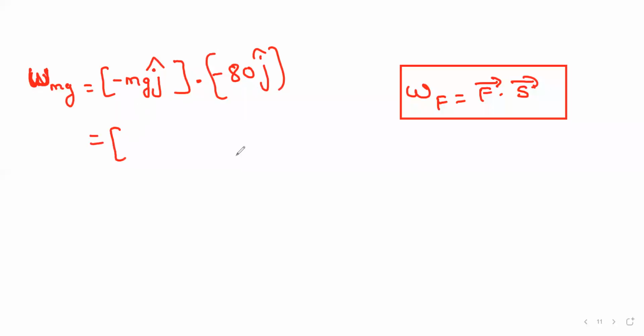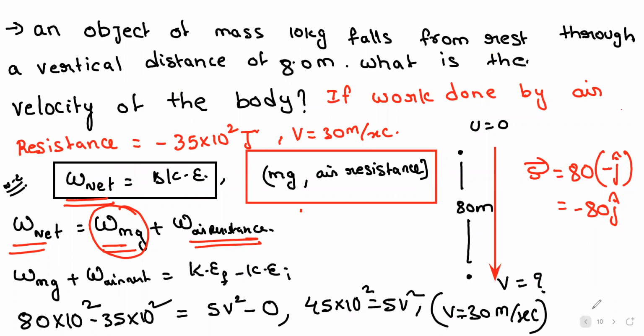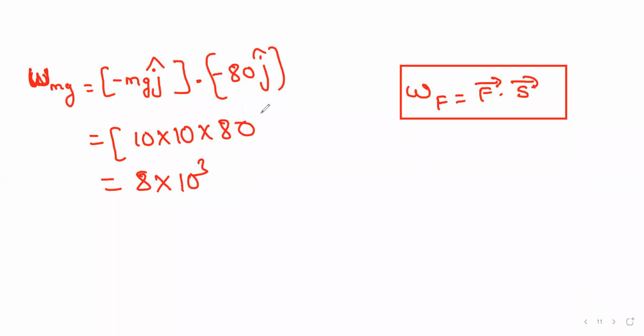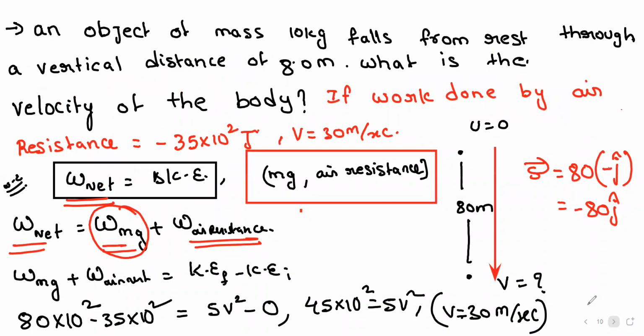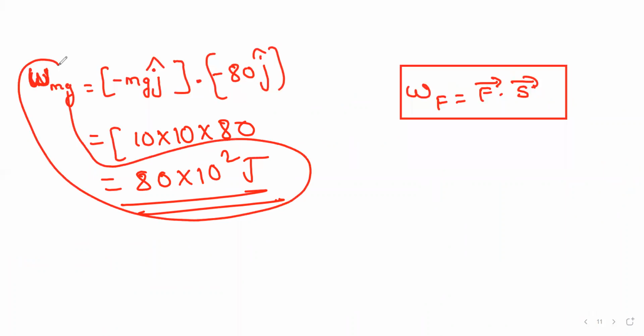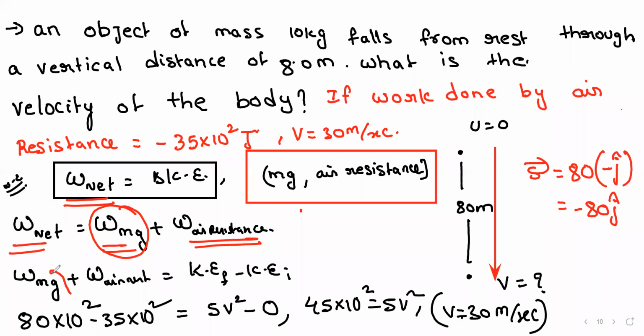So m is 10, gravity is 10, into 80. I get 80 into 10 power 2 joule. This is work done by weight. So we have to substitute this work done by weight here. Is it clear? So here this is work done by weight.